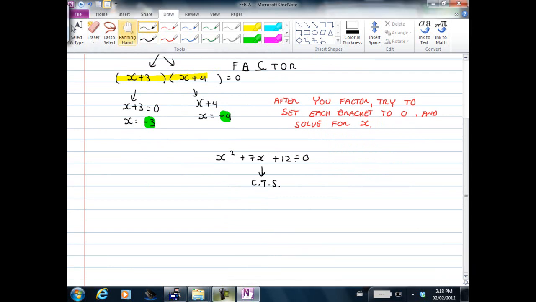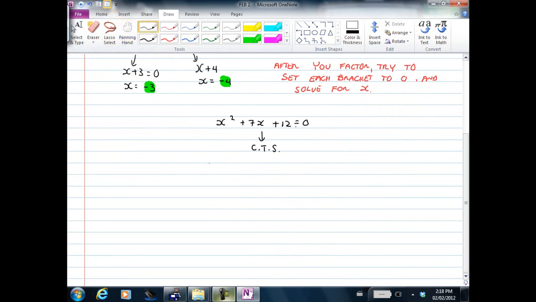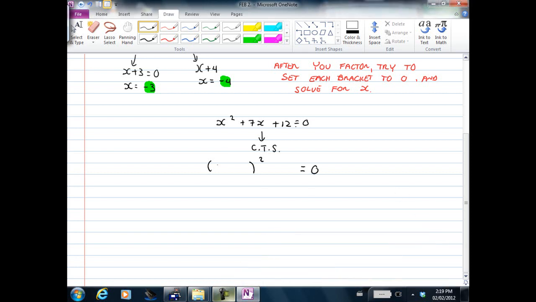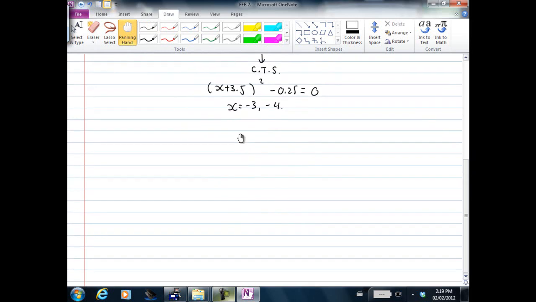If I were to complete the square, you should have something squared equals 0. I'm going to just steal one of your answers. Malika, what do you have in the bracket? x plus 3.5. What do you have outside the bracket? Negative 0.25. If I were to solve for x, doing exactly the same thing I just taught you, you should get x equals negative 3 and negative 4. So really, there are two methods to solve a question. One, factor.